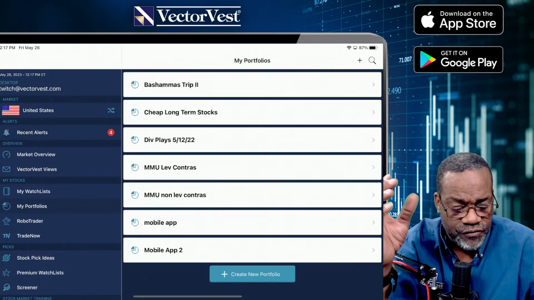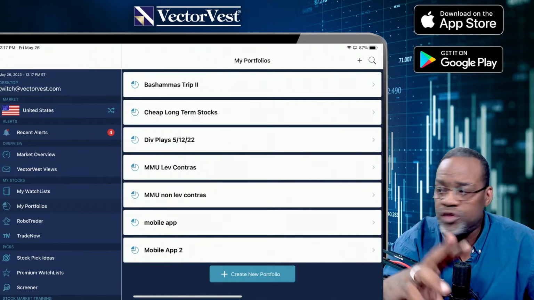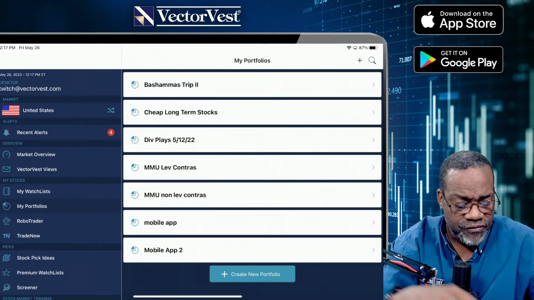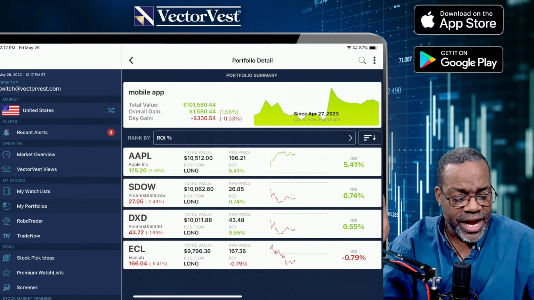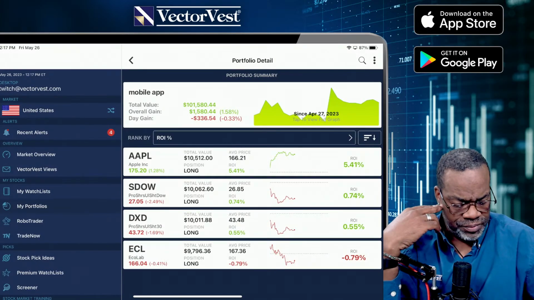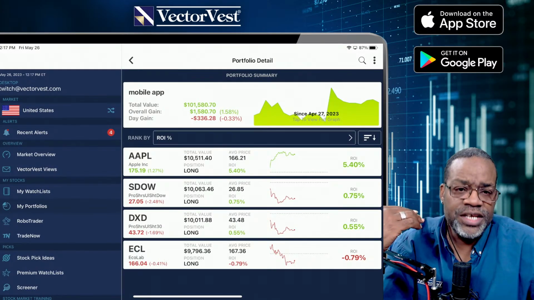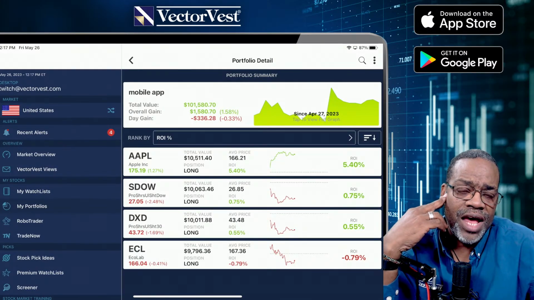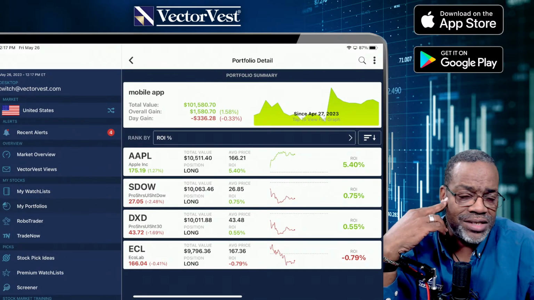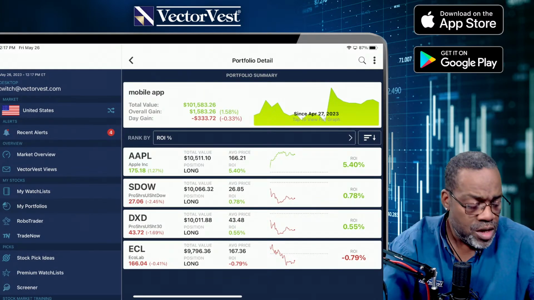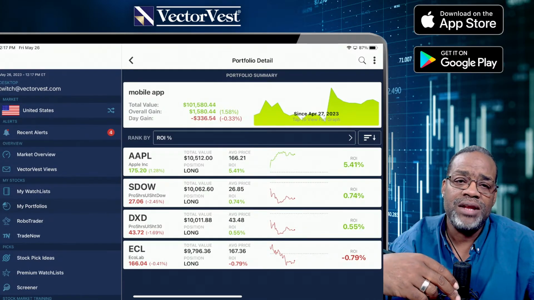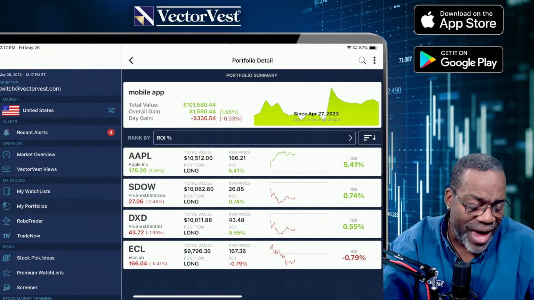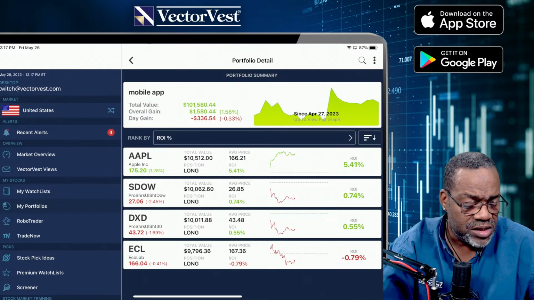So in my portfolios, I'm running 2 portfolios for the mobile app. All right. And from that, my mobile app overall gain is up 1.5%. This is a paper trading $100,000 portfolio. I'm trying to maintain 10 stocks at $10,000 per. My only rule to get out of a stock: if the stock goes against me 10%, I'm out of the stock. Not a bad portfolio for the short amount of time that we've been in.